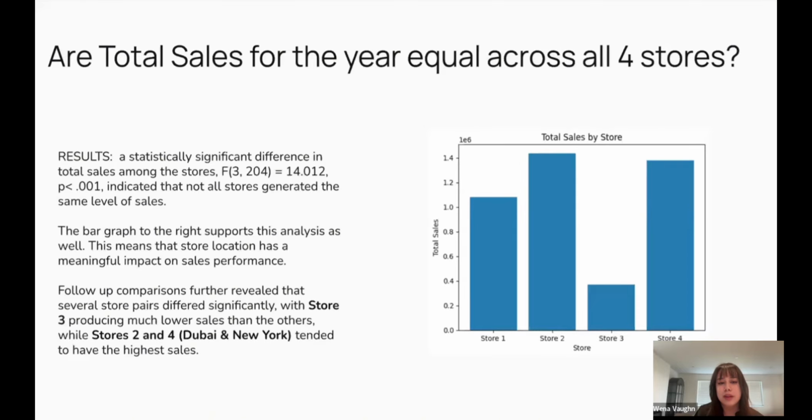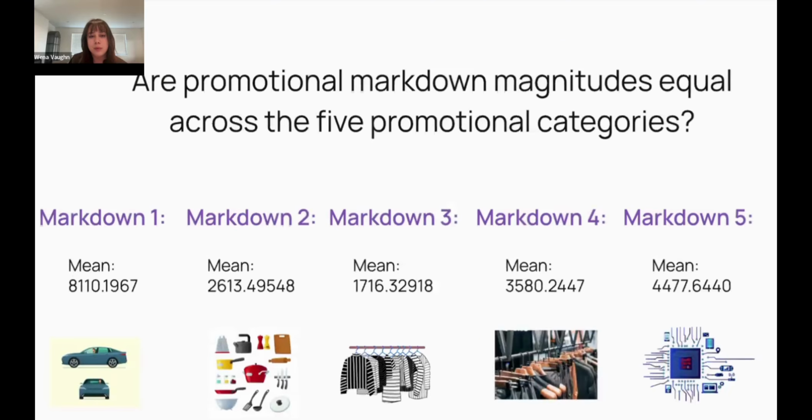The stores with significant revenue aligned with our other statistics regarding temperature and unemployment. The cities with the higher sales have better weather and unemployment than their counterparts. Promotional markdown comparison. We also examined whether promotional markdown magnitudes were equal across 5 categories. This means markdown values varied considerably, suggesting promotional strategies are not uniform and may need performance alignment.